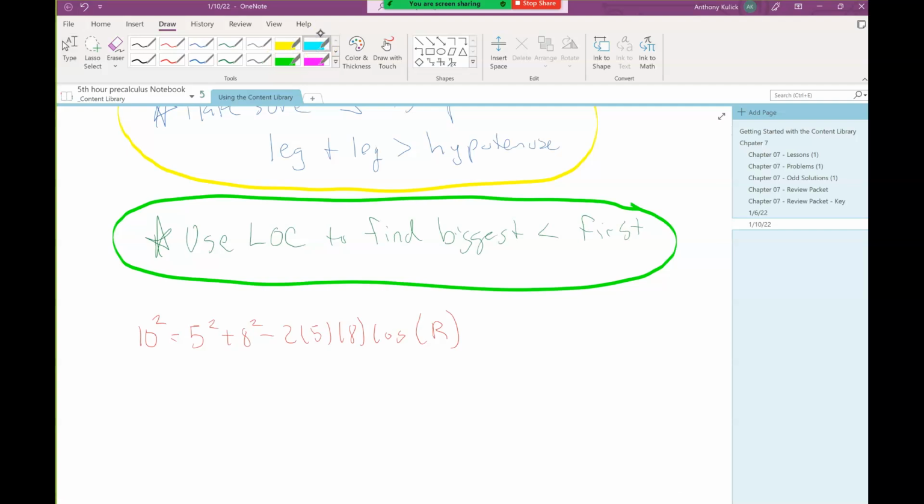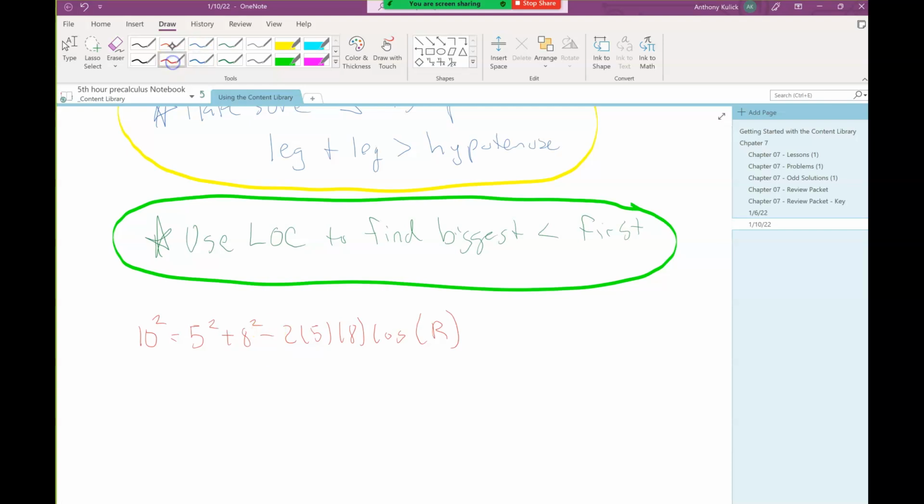So in this problem, the most common mistake I see students make is they combine all of these things together right here. What's wrong with doing that? Well, the 2 times 5 times 8 is attached to the variable, right? That's attached to the cosine R. I cannot combine that with the 5 squared and the 8 squared. Those are not like terms, are they? No.